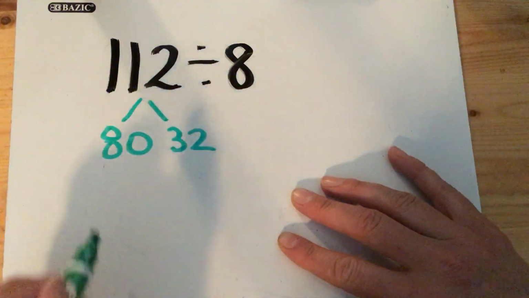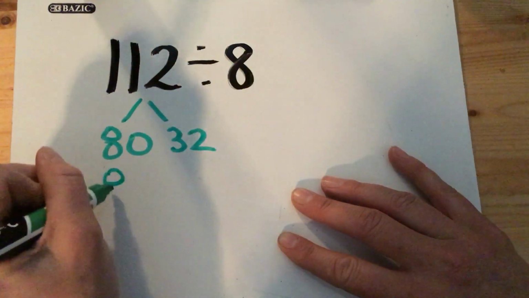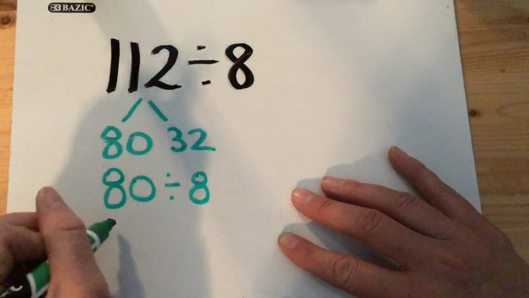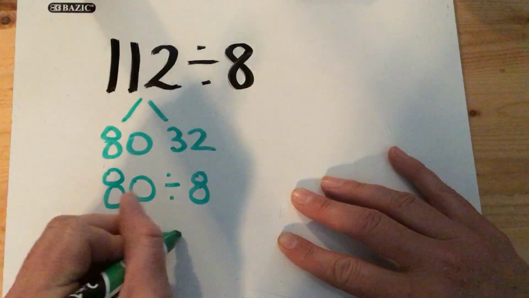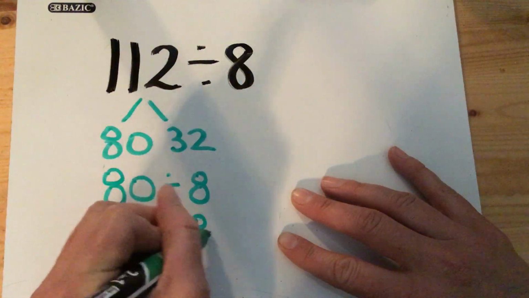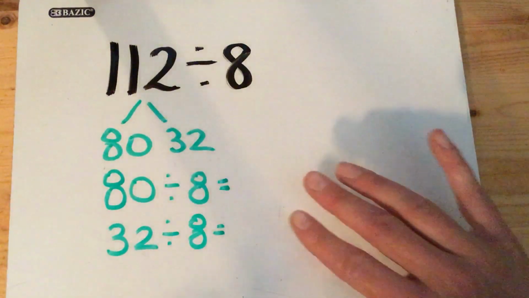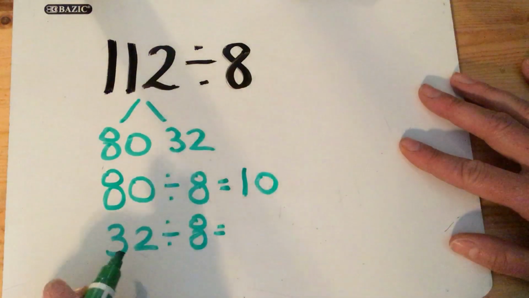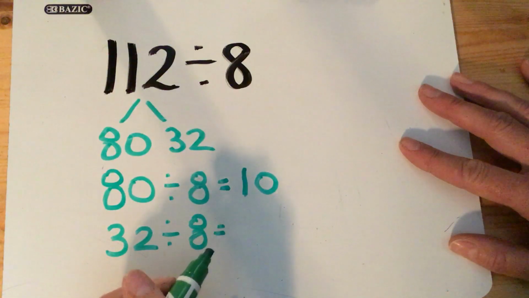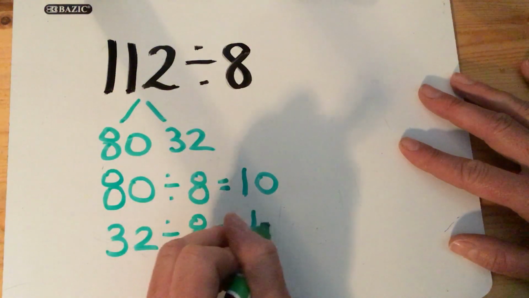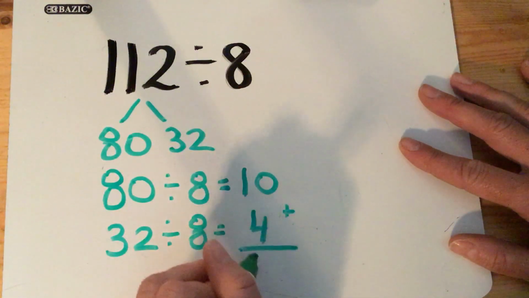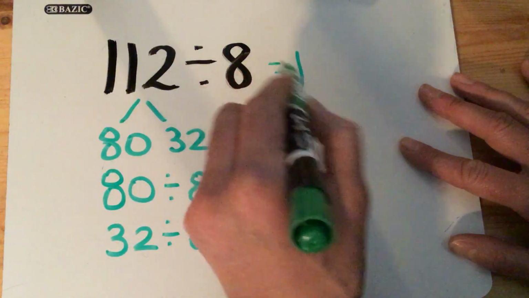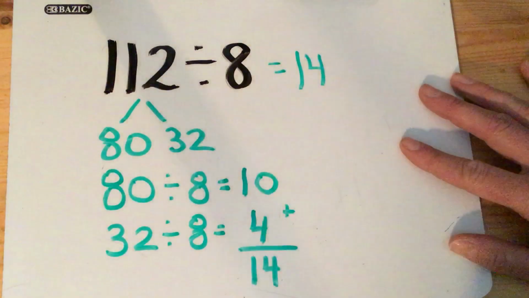Now I'm going to divide both of them by the 8. So I go 80 divided by 8, and 32 divided by 8. So we should know 80 divided by 8. That is 10. 32 divided by 8 should be 4. Add them together. You get 14. So that means 112 divided by 8 is 14.